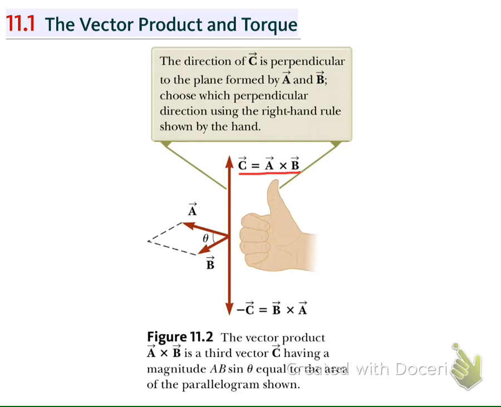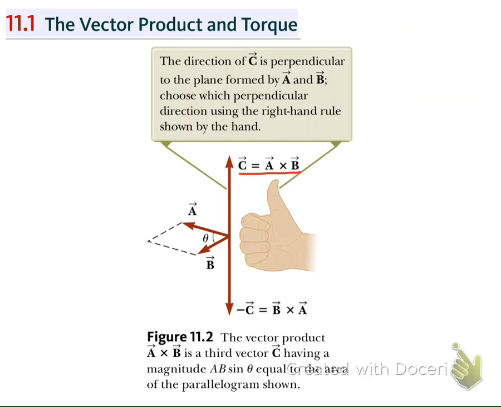A cross B. By definition, the cross product A cross B will give us a new vector. Here we have C equal to A cross B, and C is a vector. So the cross product we also call the vector product, because the result of the cross product is a vector.